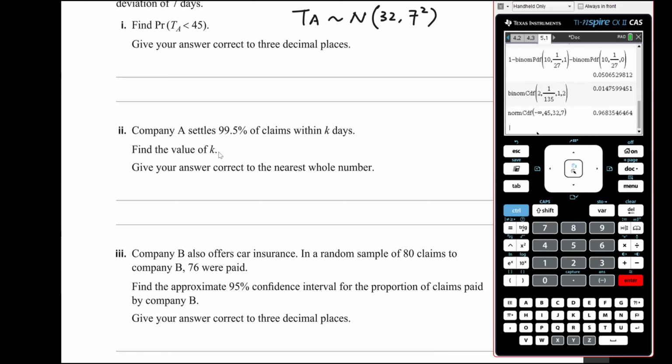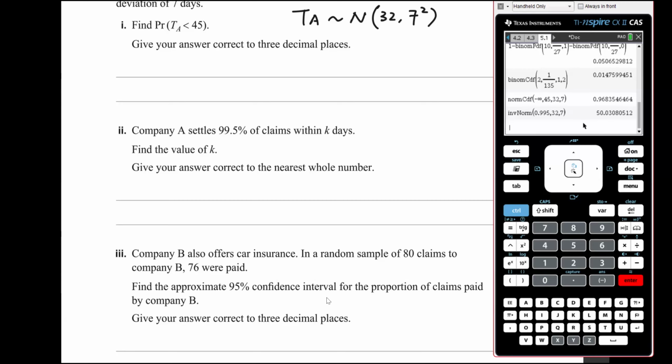This is a probability. And company A settles 99.5% of the claims within, that is less than or equal to, K days. Find the value of K. Give your answer correct to the nearest whole number. So I'm taking inverse norm 0.995, comma, 32, comma, 7. And it's rounded to 50.